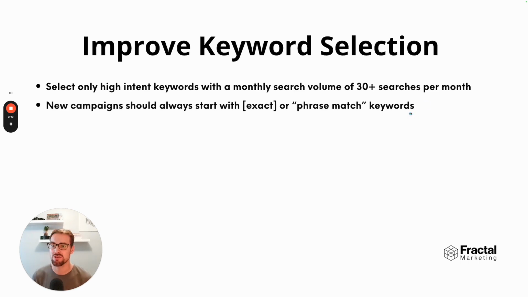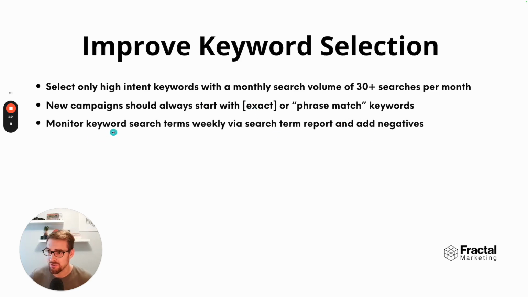Next, new campaigns should always start with exact or phrase match keywords. This is very important. Similar to my recommendation around not starting with smart bidding, you don't want to start with broad match keywords. That's going to send your ads to just about everybody. So you always want to start with exact or phrase match, and then you're going to go from there.